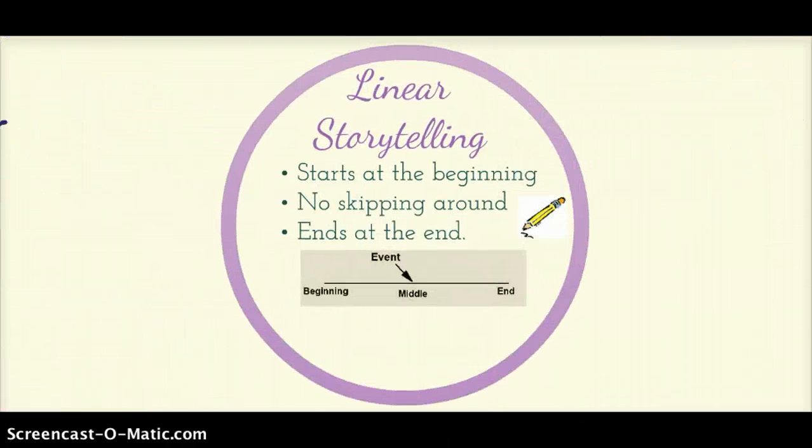Okay, so let's look closer at what linear storytelling really is. Linear storytelling is going to start at the beginning. You don't skip around, and it's always going to end at the end. So if you think of it as that line from beginning, middle to end, you just start and you go all the way till you get to the end. Nothing gets moved around. Why would somebody want to choose linear storytelling? Well, it certainly makes it really easy for the reader to follow. You don't have to worry about flashbacks or anything like that. It's straightforward. So that's one reason why you might want to use linear storytelling.